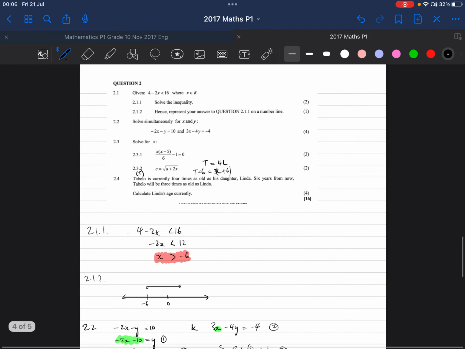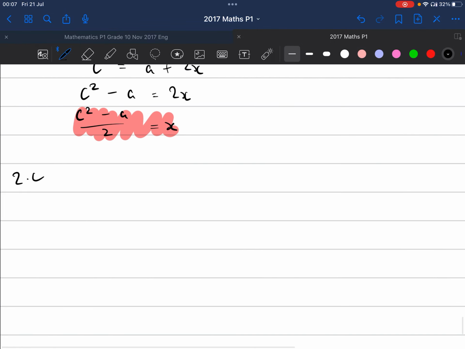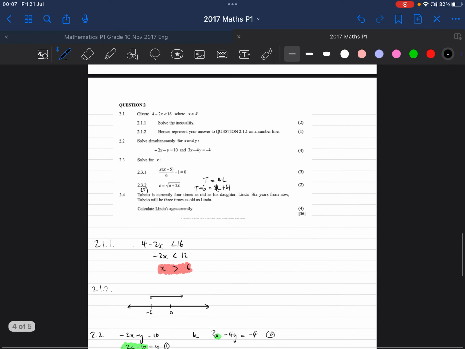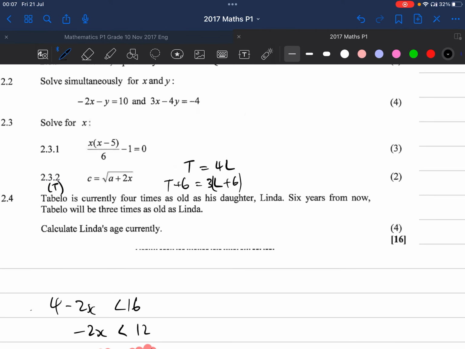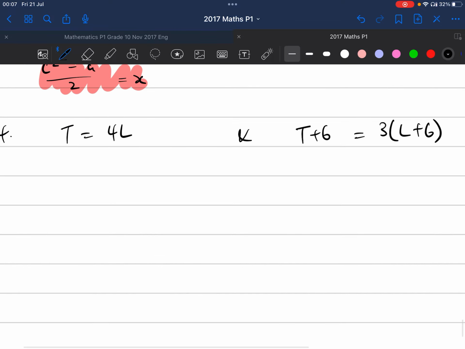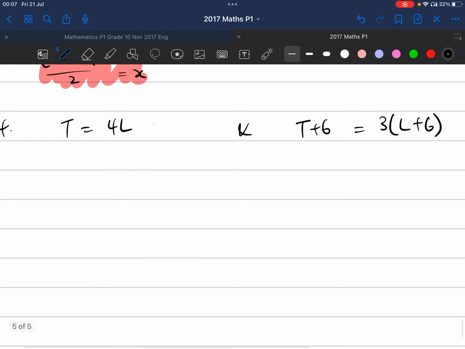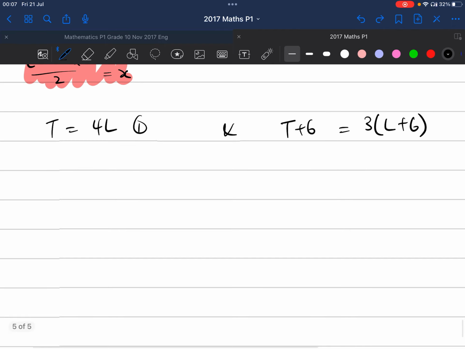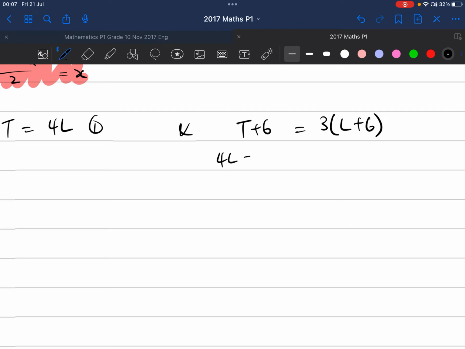So this is question 2.4. Again, I had T equals 4L, and I had T plus 6 equals 3 times L plus 6. So now we already have T as the subject of this equation. So all we have to do is substitute it in there, right? In place of T, I'm going to put in 4L. So I'll have 4L plus 6 equals 3L plus 18.